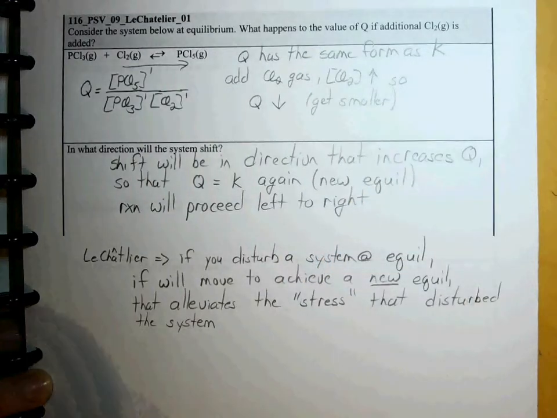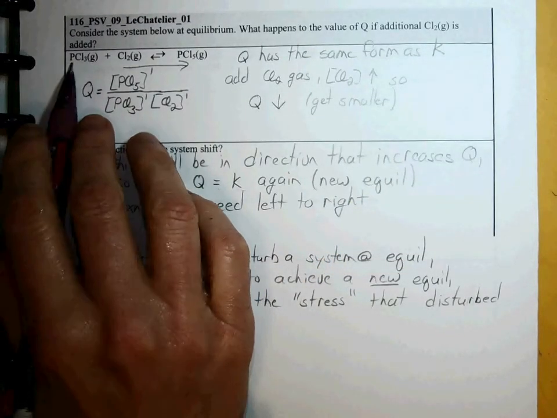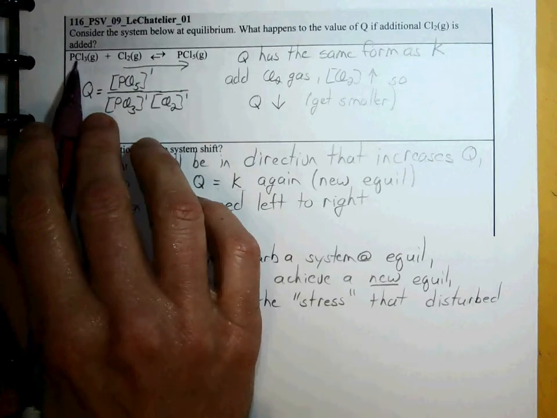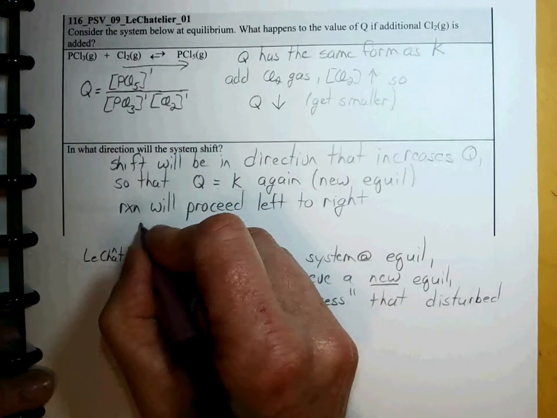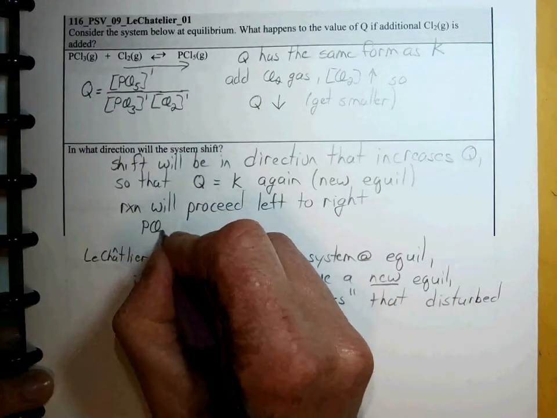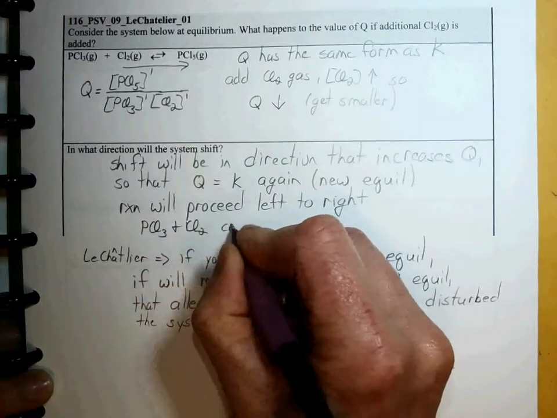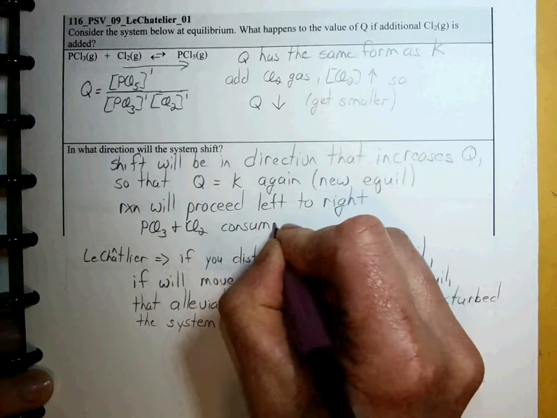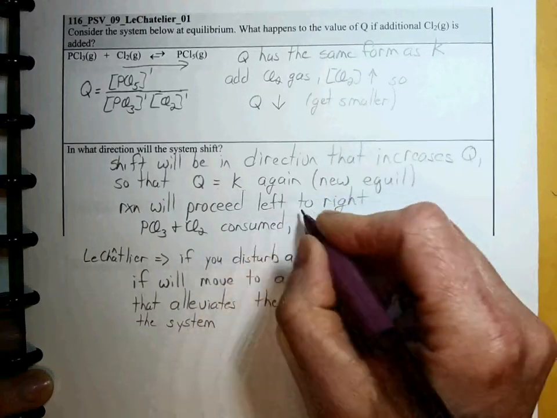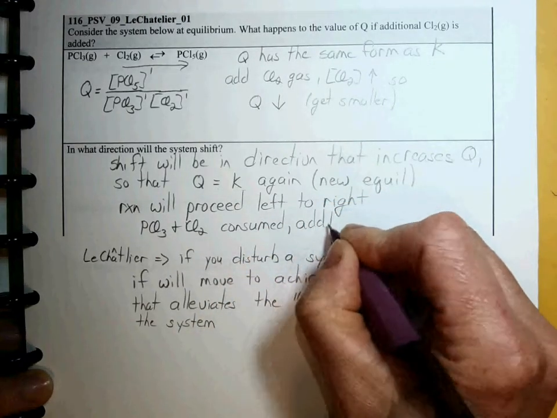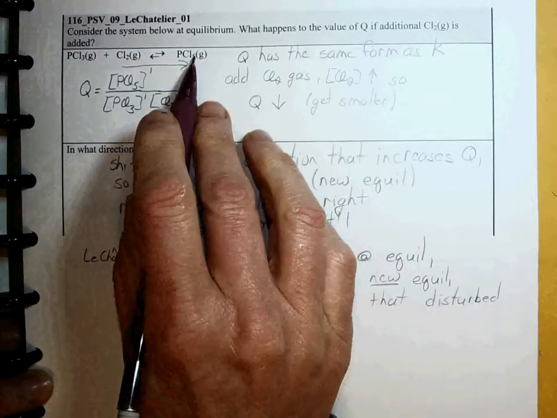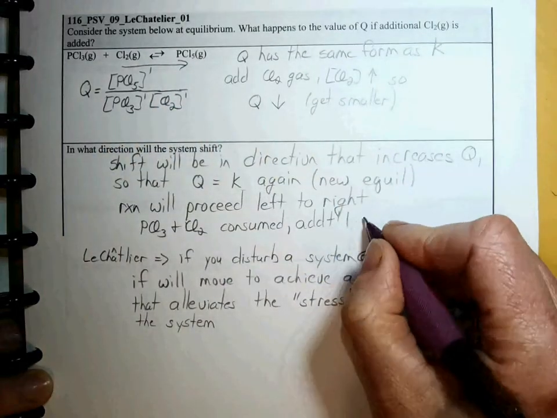And in that process, we're going to consume some of the PCl3 and Cl2, and additional amounts of PCl5 are added.